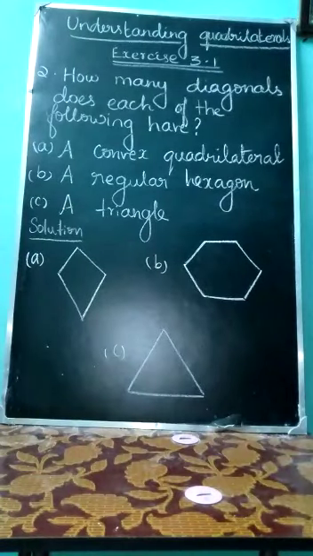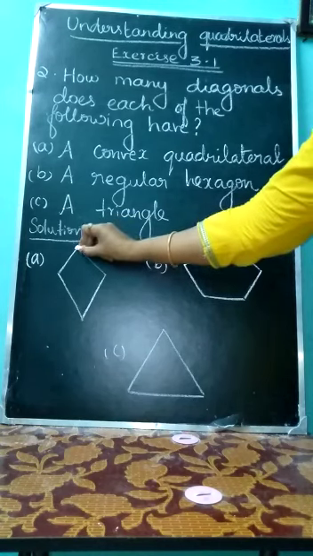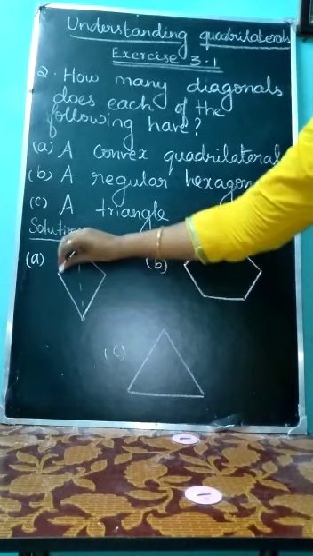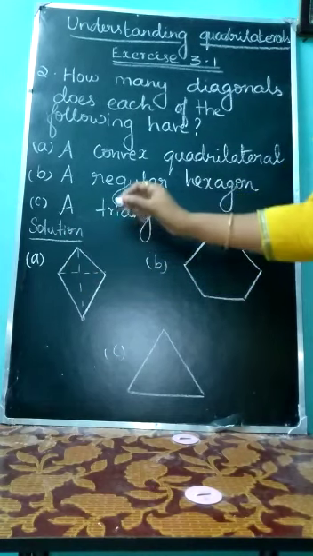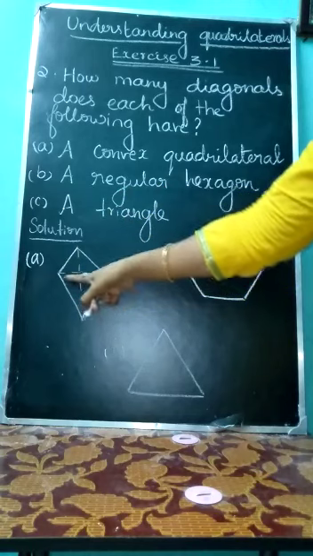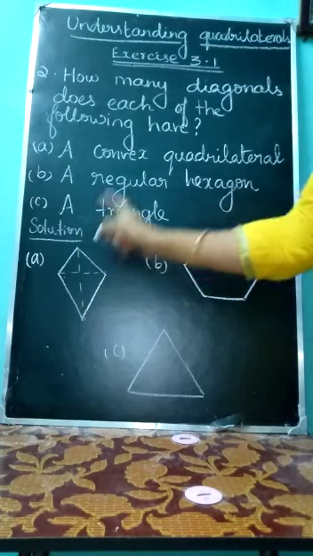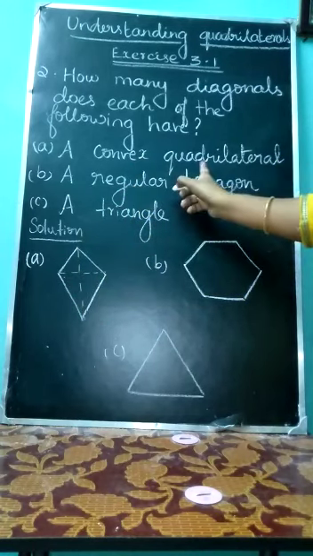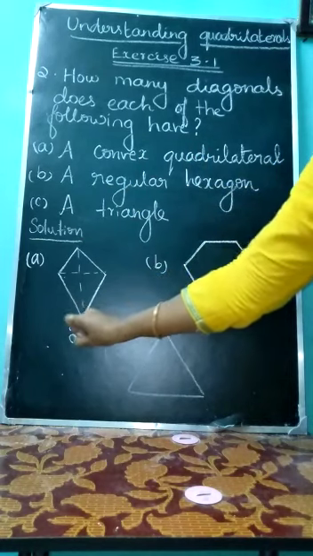Next question. How many diagonals does each of the following have? First subdivision, a convex quadrilateral. Second one, a regular hexagon. Third one, a triangle. For the first figure, now I am going to draw the diagonals. First we have to join these two vertices. Next we join these 2 points. This is the first diagonal, this is the second diagonal. So for a convex quadrilateral we have 2 diagonals.